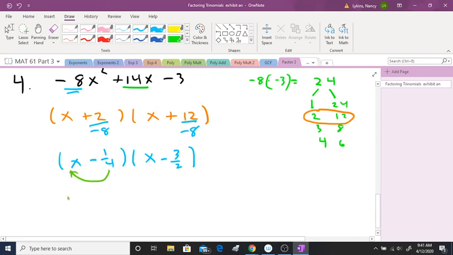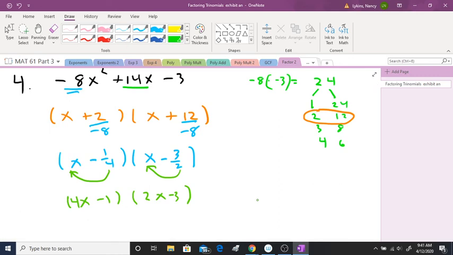Then I'm going to bring my 4 out to make that 4x minus 1. Bring my 2 out, 2x minus 3. And this right here should be my factors. So if I check my work, 8x squared minus 14x plus 3.